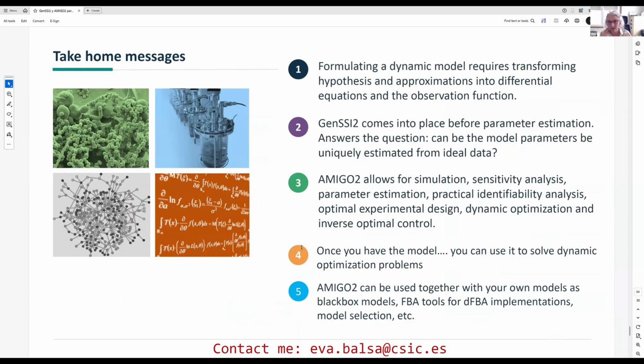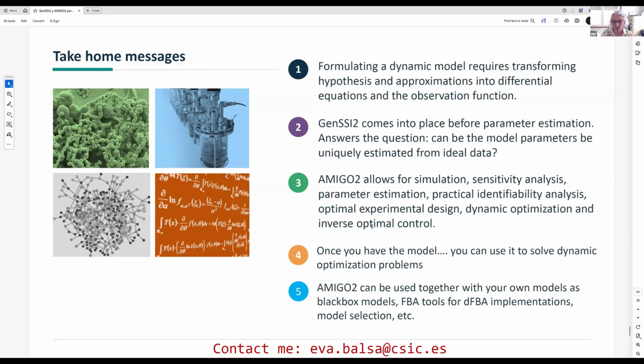Formulating a dynamic model, of course, requires transforming hypotheses and approximations into differential equations and the observation function, which is connected to the experimental scheme. GenSSI comes into place before parameter estimation and answers the question: can the model be uniquely estimated from ideal data? The AMIGO tool allows for simulation, sensitivity analysis, parameter estimation, practical identifiability analysis, optimal experimental design, dynamic optimization, and inverse optimal control.